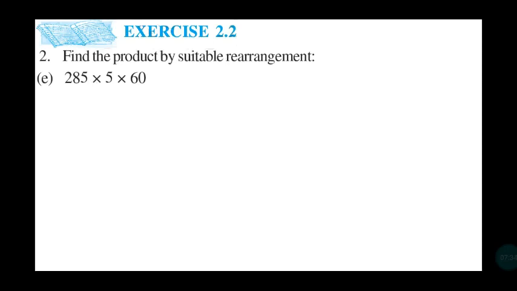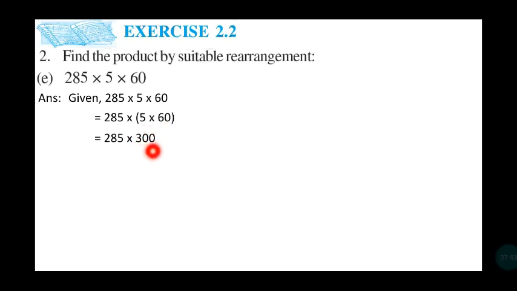Okay. Number E, 285 multiplied by 5 and 60. Now we know that 5 sixties are 300. So let's multiply the two numbers first. 285 as it is, and let's multiply these two numbers first. So writing it in brackets, and then 5 multiplied by 60, the answer is 300. Now you can easily multiply 285 multiplied by 300.